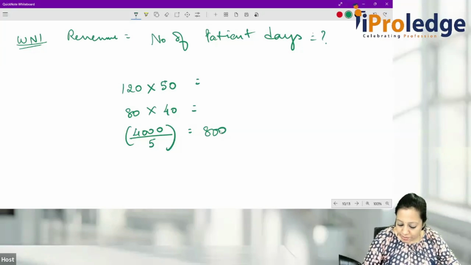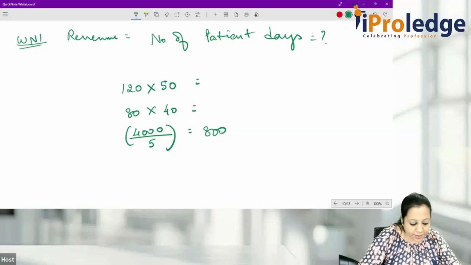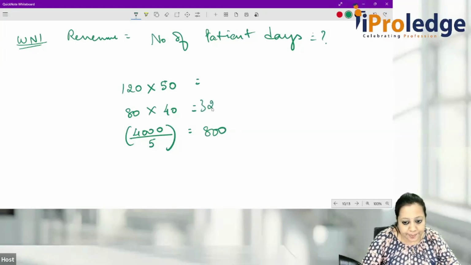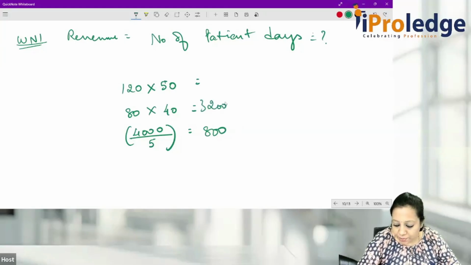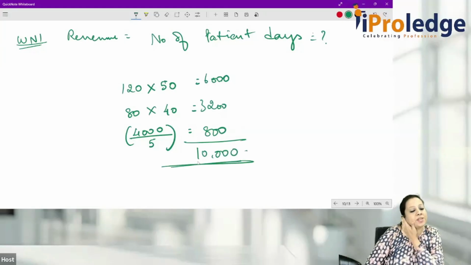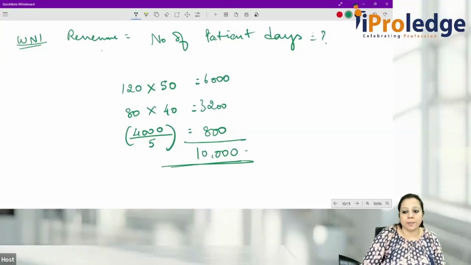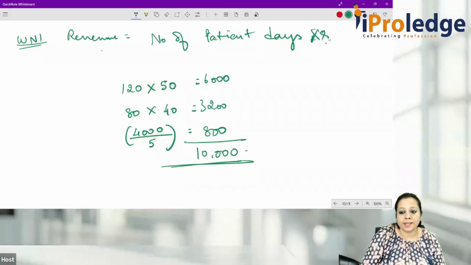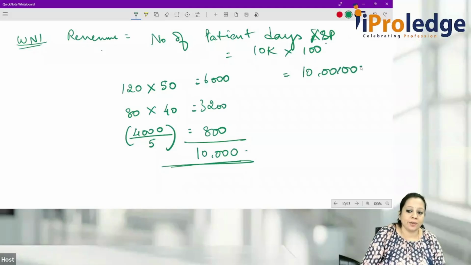Then 80 into 40, that is 3,200. Then 120 into 50, that is going to be 6,000. So the total is 10,000 patient bed days, I think. So the revenue is going to be patient bed days into selling price. We know that the revenue per day is 100. So 10,000 into 100. Is it 10 lakhs? Yes. So that is the revenue calculation.